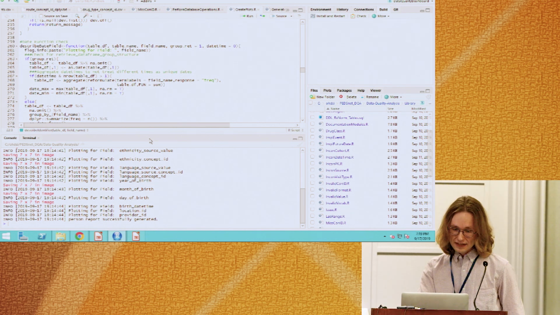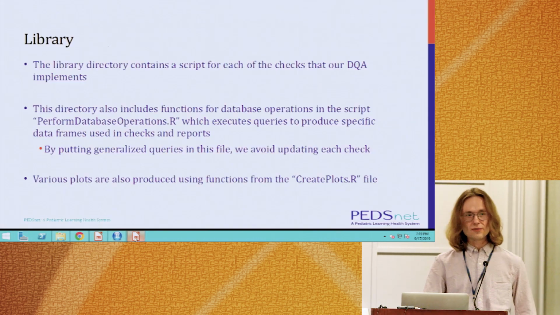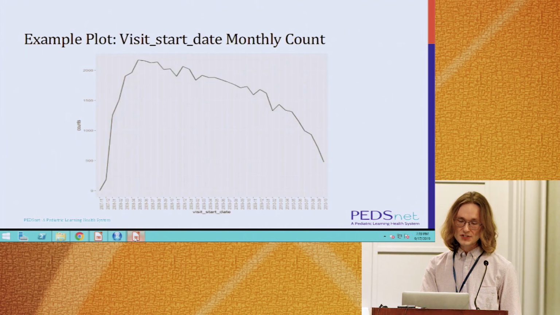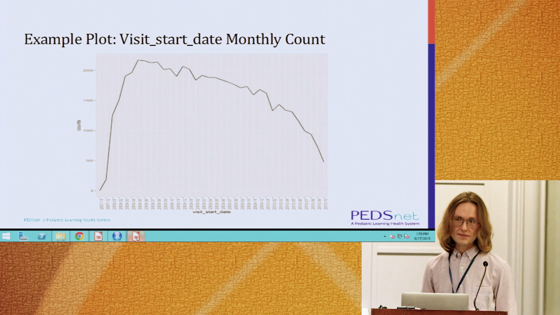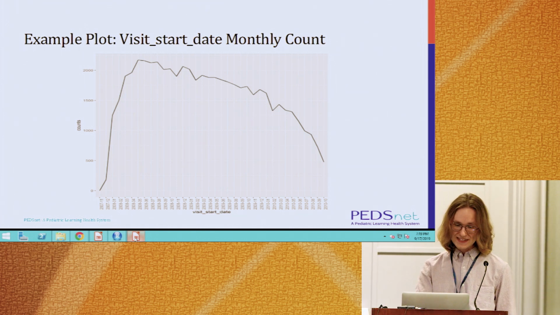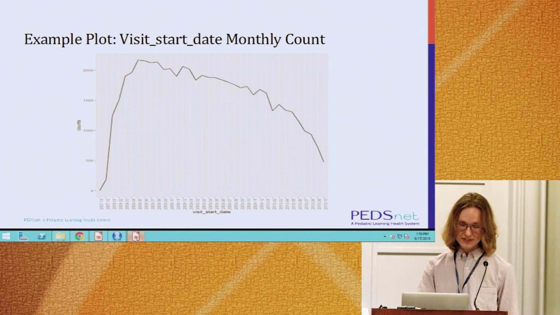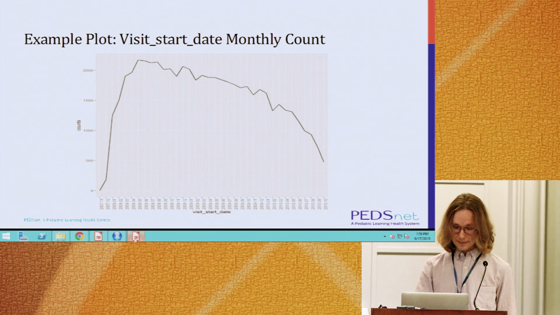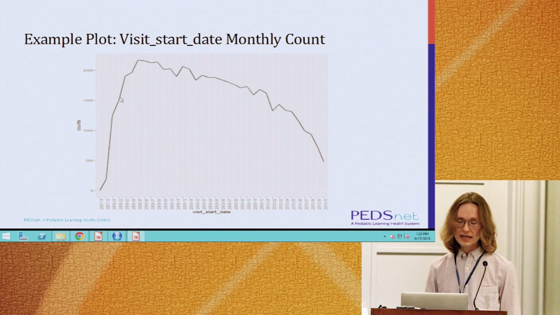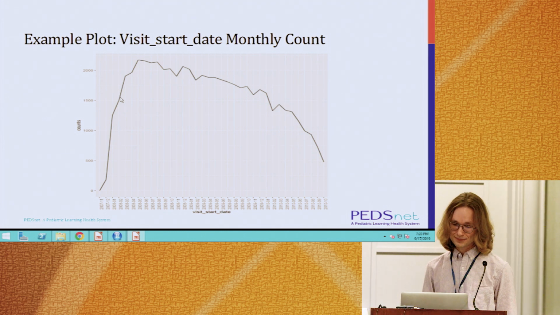So here's an example of what one of those plots would look like. This is used in our temporal outliers check, where we're essentially seeing if there's erratic jumps month to month in the number of records in a given field. So for here in the visit start date, we see that there's a huge jump in the number of visit start dates available throughout pretty much 2008. So this is something that would throw an issue for us in that check. And this is the sort of plot that we would refer back to using that script.